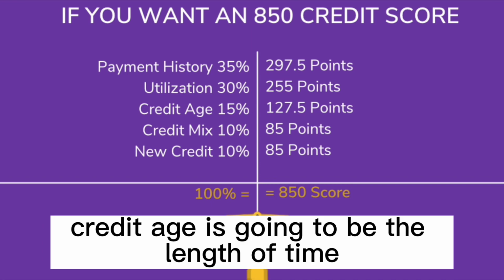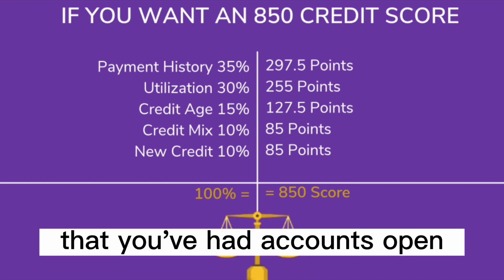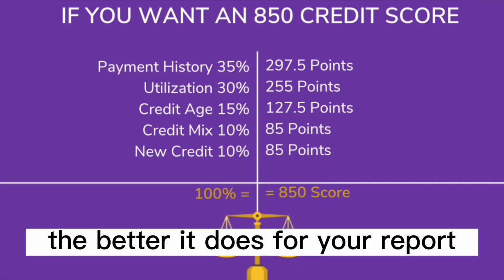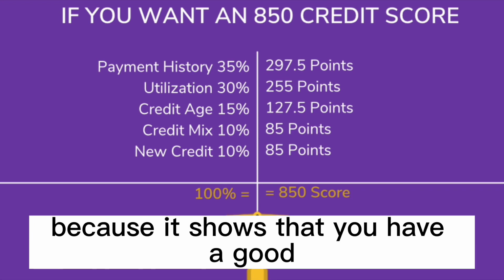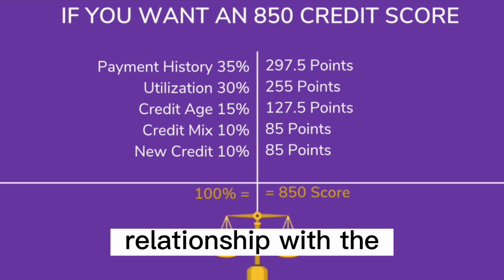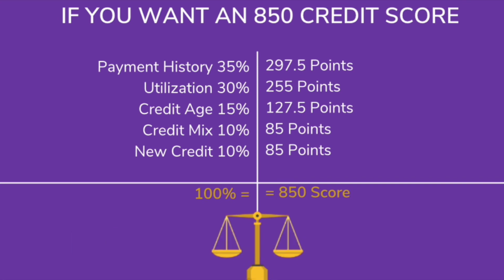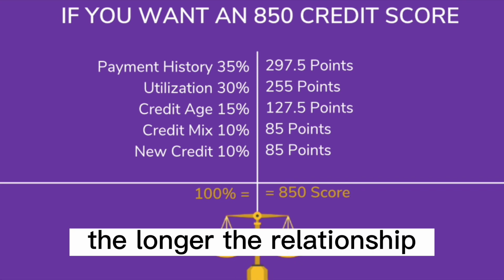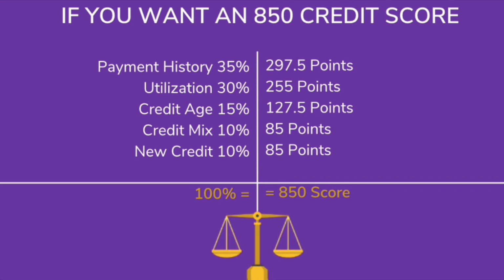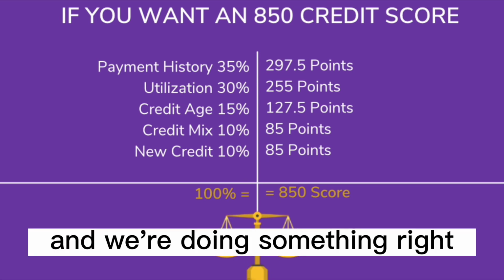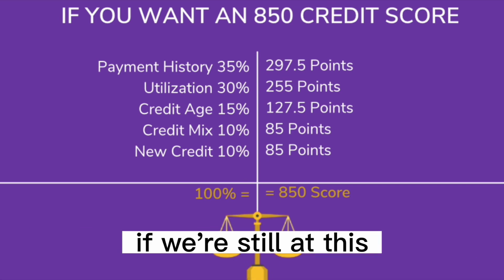Credit age is going to be the length of time that you've had accounts open, meaning the longer that you have an account open, the better, right? The better it does for your report, because it shows that you have a good relationship with a bank or the credit union. And they're like, hey, it's just like if you're in a relationship. The longer the relationship, in most cases, the better, right? Because it shows that, hey, we got some time in and we're doing something right if we're still at this.